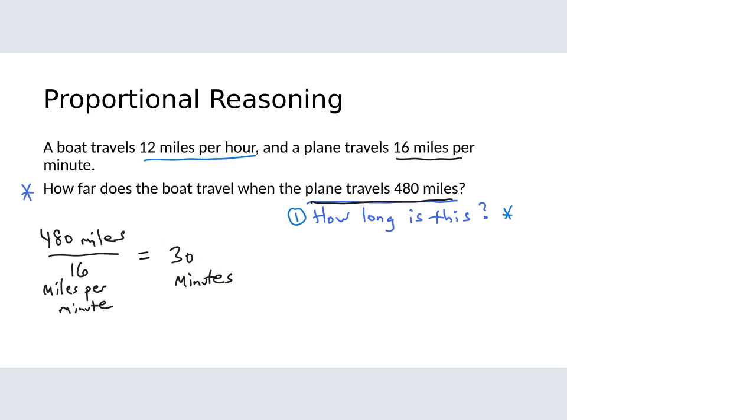We can think that through for a minute, make sure it feels right to us. If it goes 16 miles every minute and it travels for 30 minutes, well, I just multiply those to find out how many miles it went. 16 times 30, sure enough, that's 480 miles. Okay, great. So the plane was flying for 30 minutes. So now what I know is the plane was flying for 30 minutes, and the question is, how far does the boat travel in 30 minutes?